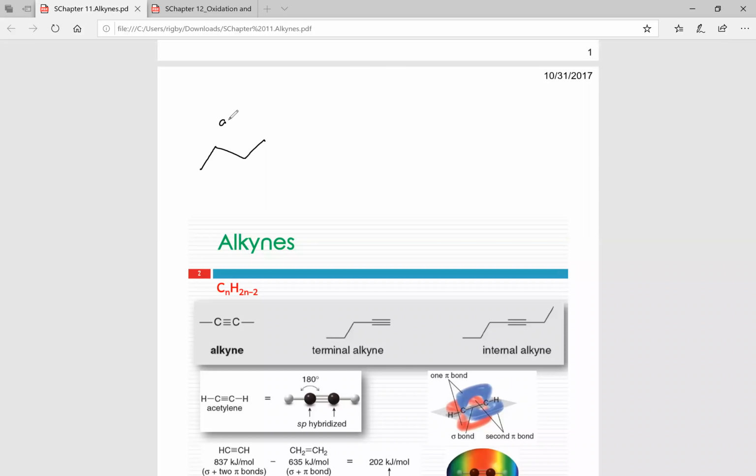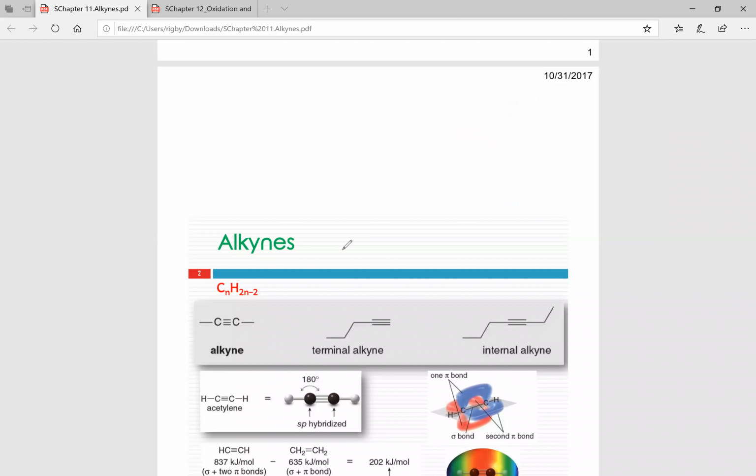alkane, A-N-E, no double bonds, no triple bonds. Alkene, E-N-E, double bonds. Alkyne, Y-N-E, triple bond. And all of these are the same number of carbons. 1, 2, 3, 4, 1, 2, 3, 4, 1, 2, 3, 4. We just draw the alkyne slightly differently in order to reflect that these two carbons on either side of the triple bond are sp hybridized and thus will have a linear geometry. And so we draw that in our line angle structure.